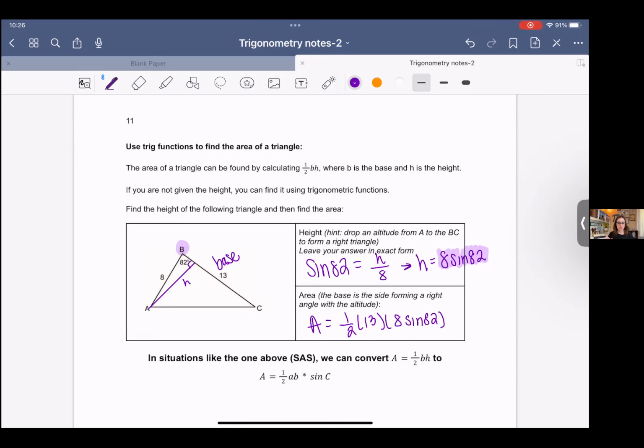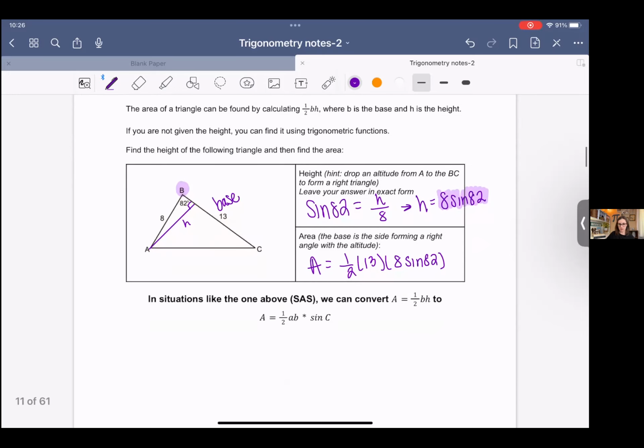And this brings me to the formula that we can use every time we have a side angle side situation. This formula is 1/2 the product of the two sides given times the sine of the angle given. And what I found up here follows that: 1/2 the product of the two sides given times the sine of the angle given. So you don't even really have to do all this scratch work. You can just use this formula every time.